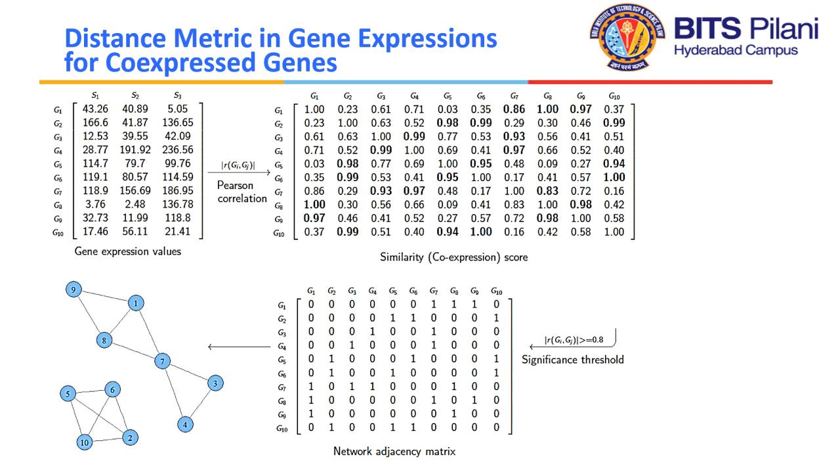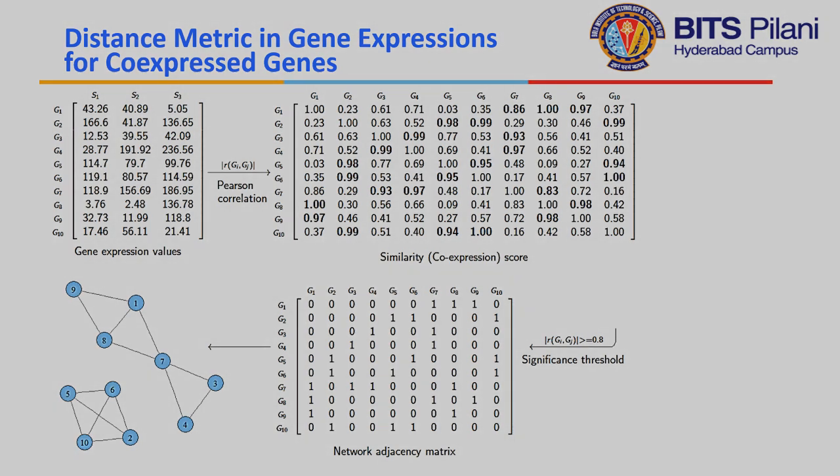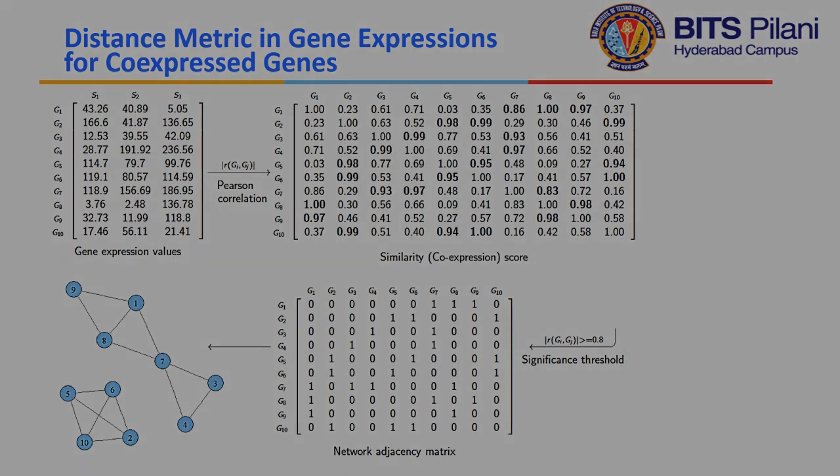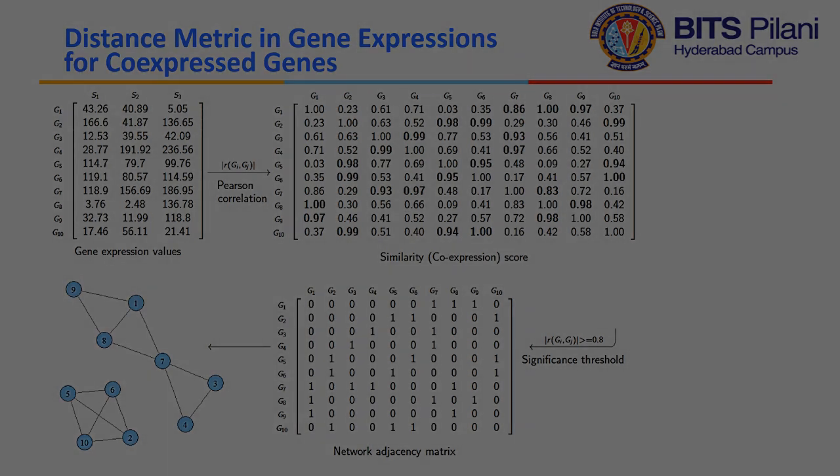So on the whole, we start with gene expression data, we calculate Pearson correlation to find similarity, we apply a threshold to filter strong relations and connections, and we build a co-expression network to uncover meaningful relationships. These methods are widely used in bioinformatics for gene function discovery, disease research, and even AI-driven healthcare solutions.